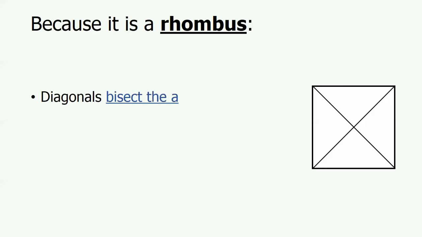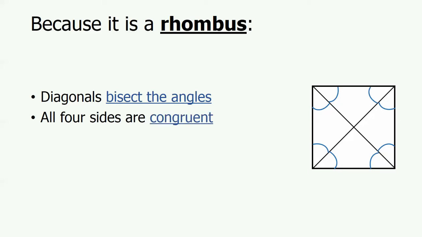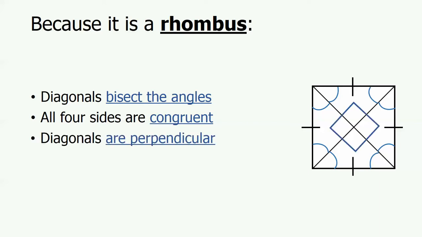Because it is a rhombus, the diagonals bisect the angles. So we can see every angle that a diagonal hits is divided into two equal parts. All four sides are congruent in a rhombus, so every side will be equal to each other. And in a rhombus, the diagonals are perpendicular. That means the diagonals hit each other at 90 degrees.